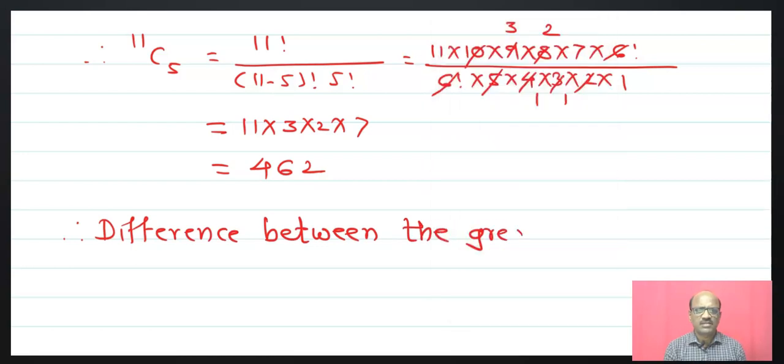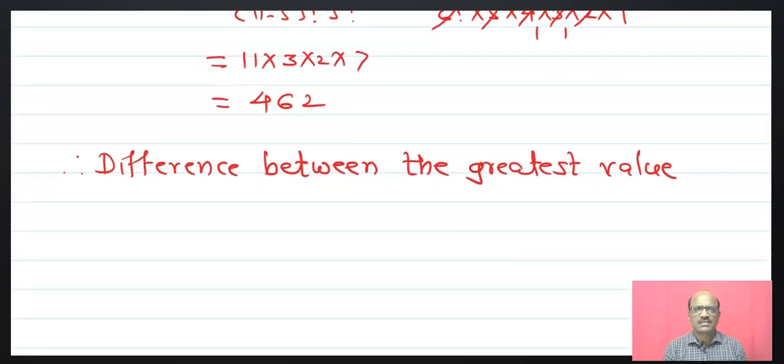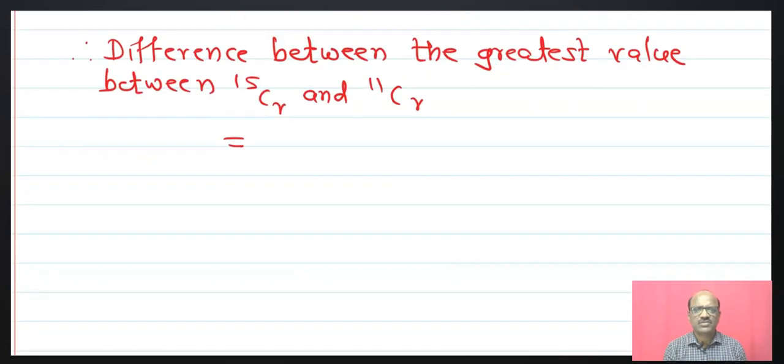The difference between greatest values between 15CR and 11CR is equals to 6435 minus 462, that is equals to 5000. We'll see here.